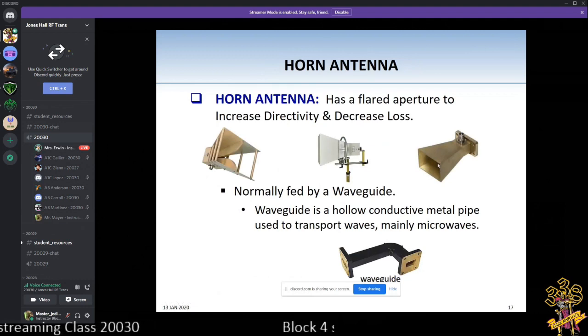Of course, when you increase your directivity, you increase your gain and you decrease your loss. So this is a highly directional, high gain, low loss antenna. It's normally fed by a waveguide. Here's an example of a waveguide. It can also be fed by an RF cable or coax cable.